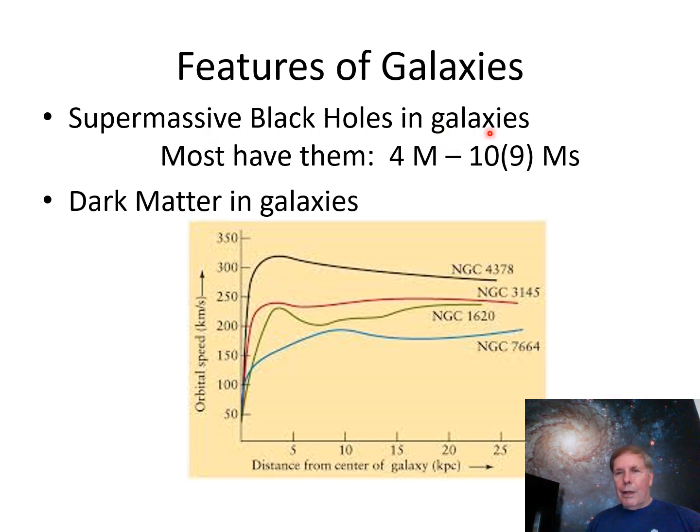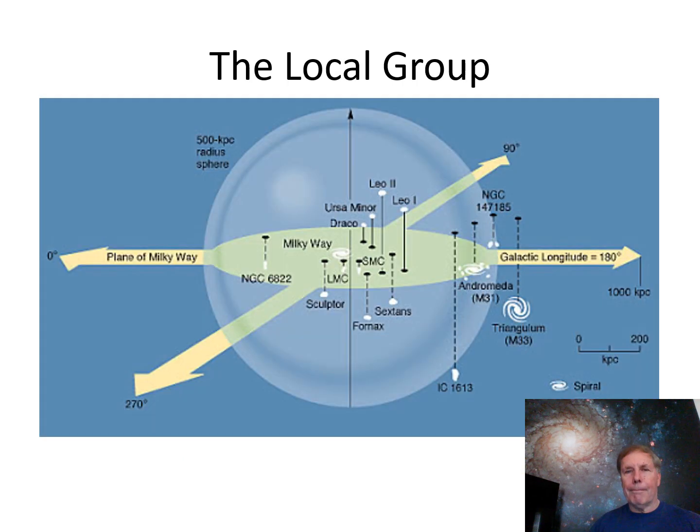Supermassive black holes are in most galaxies. They tend to go from 4 million solar masses up to a billion. And the second thing is that dark matter is a persistent feature in almost all galaxies. And so supermassive black holes were around before the galaxies, and dark matter was around before the galaxies. So they're playing big roles in the origin of these things, which is just being worked out now.